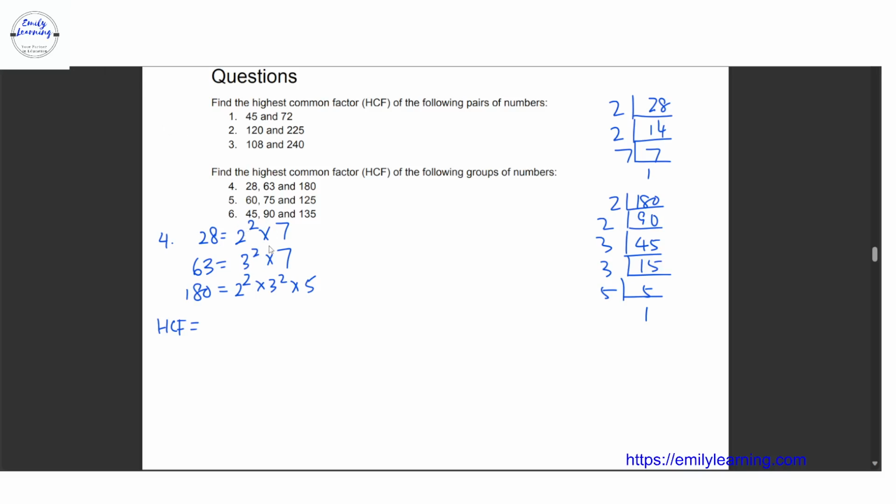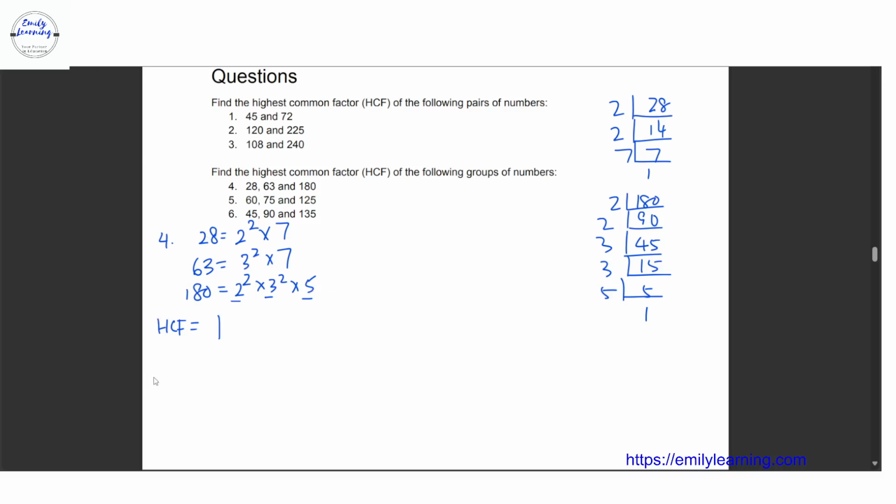Okay, so no, same. Next, 28 and 63 have base 7, but not 180. 180 has 5, but none of them have. So in other words, you notice that there are no numbers with the same base, right? So the highest common factor will be 1. All right? The highest common factor is 1 because there's nothing that is the same. No other factors are the same apart from 1. So if there are no other common factors, then the highest common factor is 1, because 1 is a common factor for all numbers. All right?